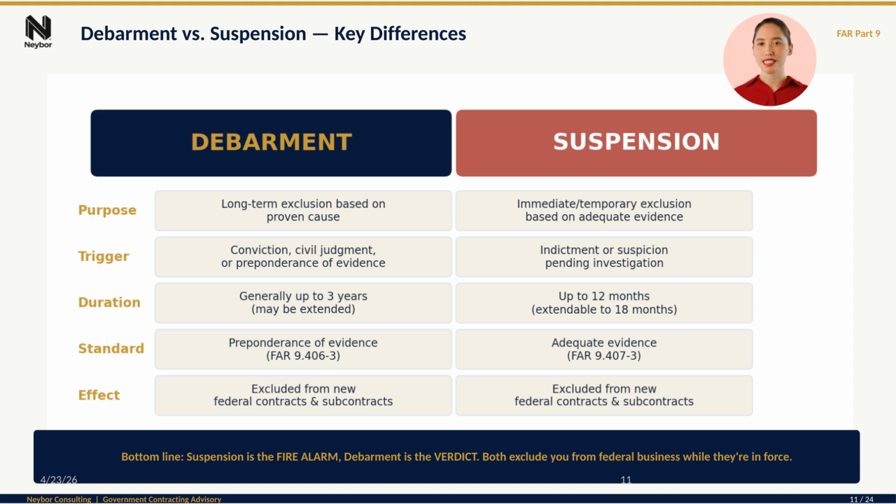It's designed for immediate action on adequate evidence, often just an indictment or the filing of a civil complaint. It's meant to protect the government's interests while an investigation continues, so the initial period is capped at 12 months, extendable to 18. The two tools have different standards: preponderance of evidence for debarment, adequate evidence for suspension, but the practical effect on the contractor is identical: no new federal contracts.